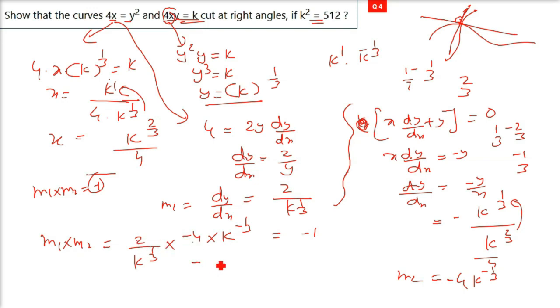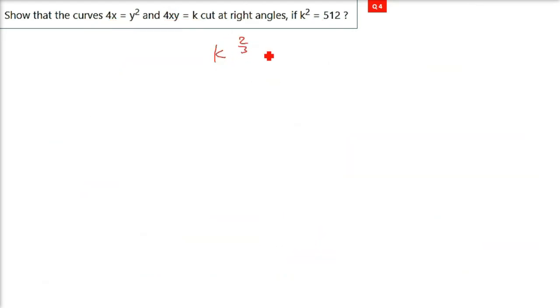So this is just a rearrangement. We have negative 1 by 3, negative 1 by 3 in the numerator and denominator. And you see 4 into 2 is 8, negative 8, right hand side also negative. So we just cancel this negative. And this 8, this is k what? k raised 1 by 3 goes up. It is k raised 2 by 3. Now this k raised 2 by 3 is 8, right? Now you can just cube it.